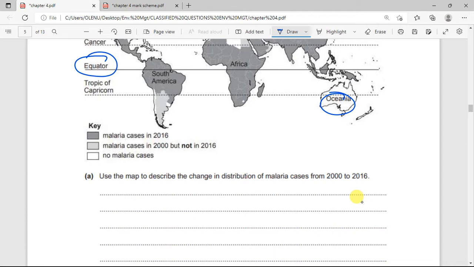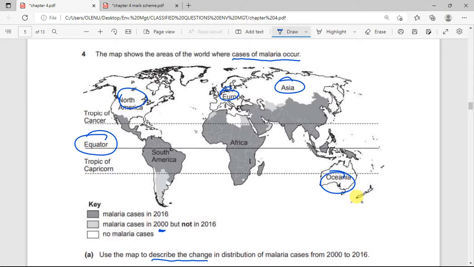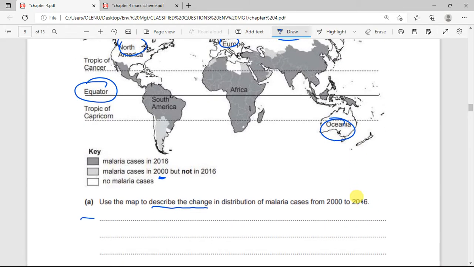Now, use the map to describe the change in distribution of malaria cases from 2000 to 2016. So these areas had malaria in 2000, but they don't have it in 2016. So you find that Africa, the whole of Africa had malaria in 2000. Most parts of Africa, except areas within the north, this northeastern part here, do not have malaria in 2016, but the majority of Africa has malaria in 2016.